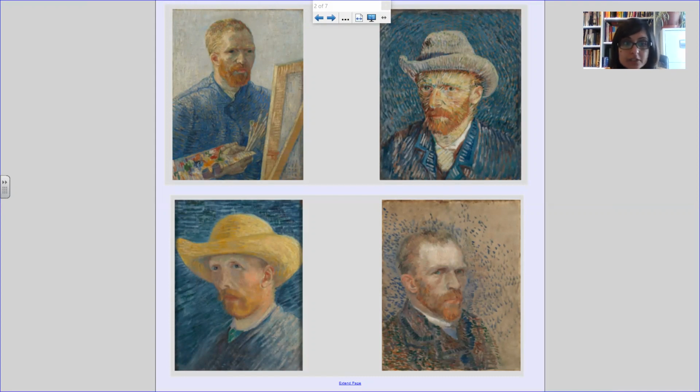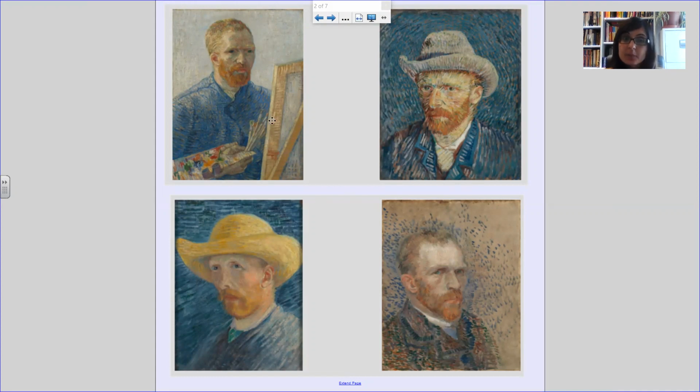I also noticed he liked to wear a hat. So maybe it was a bit sunny where he was. He liked to wear a hat. I know he liked to paint. What clue do you think I have seen that shows me he likes to paint?